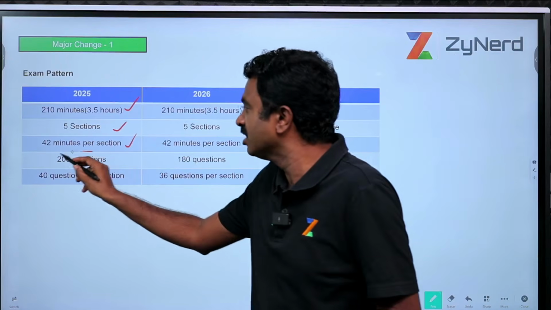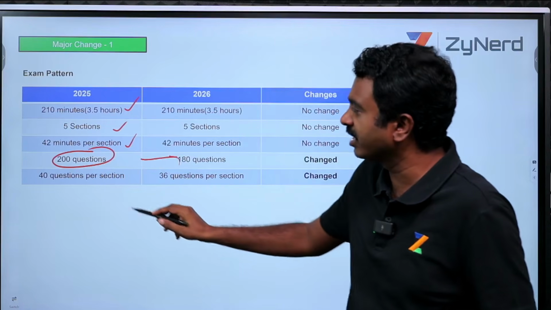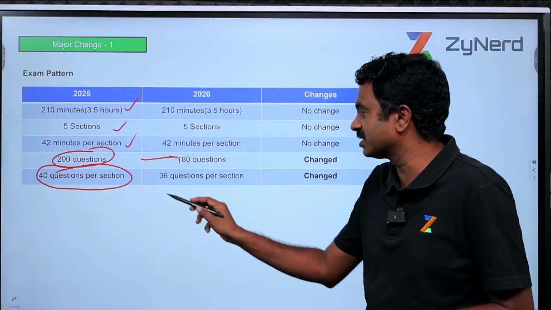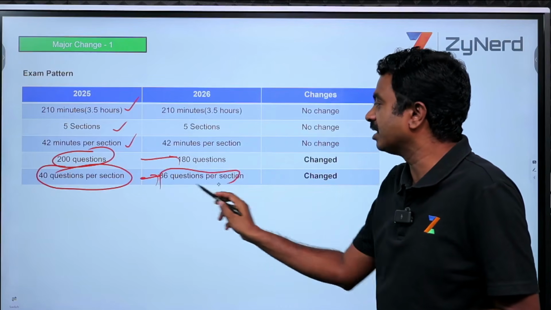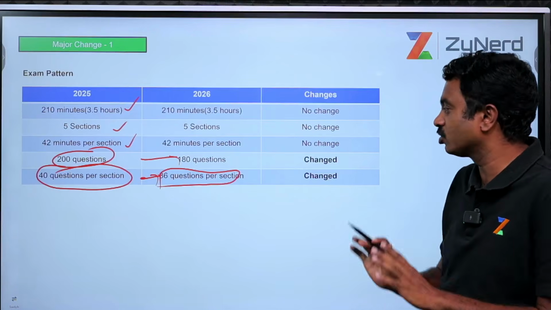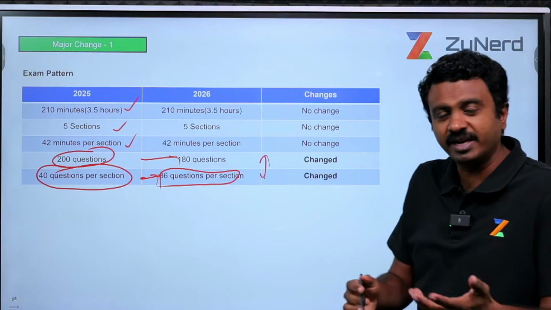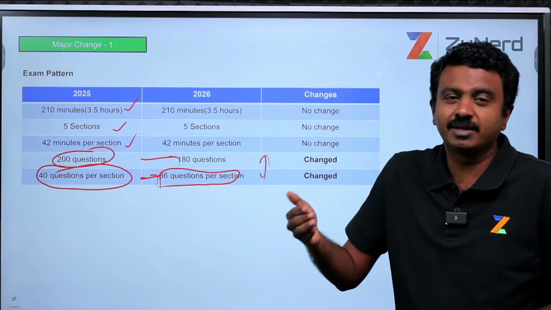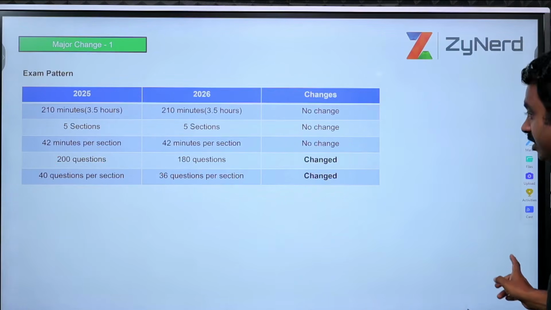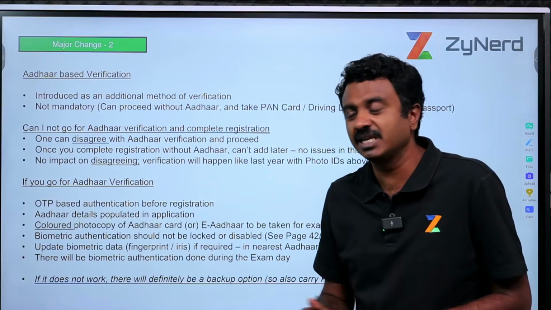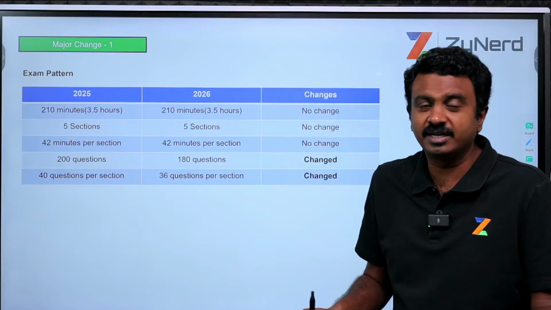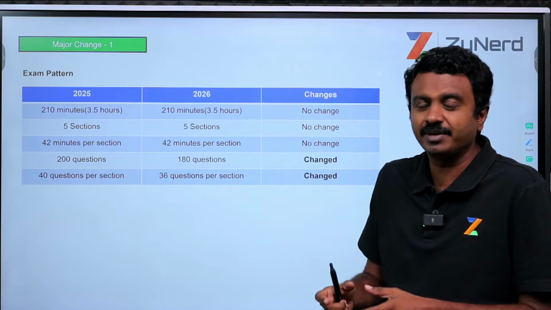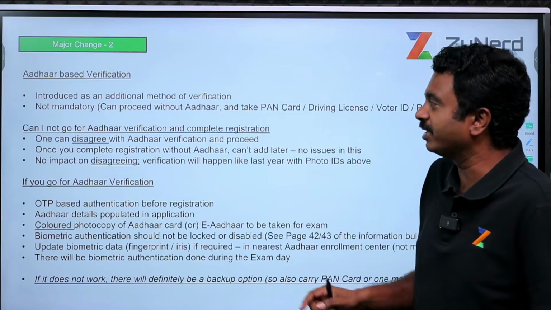The only change is 200 questions become 180 questions. 40 questions per section therefore becomes 36 questions per section. So that is the only change. You already would be preparing for this. Obviously you have more time in terms of the number of questions that you need to complete, but still that is the change for you to address on how to exactly manage the entire section wise timings and the questions as compared to earlier.